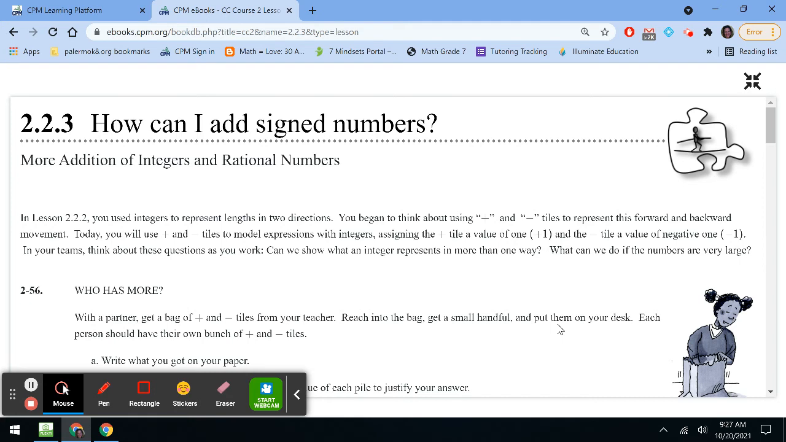So as we are working, these are the questions you should ask yourself. Can I show what an integer represents in more than one way? What can I do if the number is very large? So 2-56, who has more?